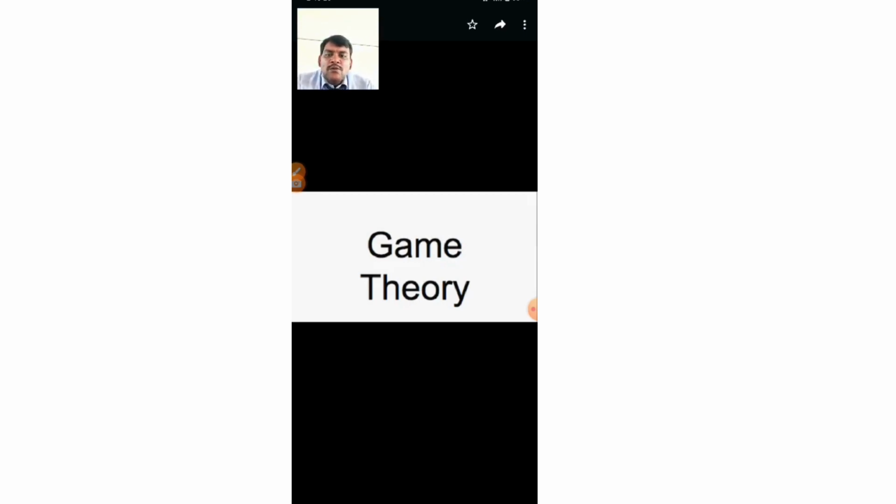Next, we have to move on to the topic. What are the basic terminologies used in game theory? First, players. So, what do we mean by players? Player means a game between two persons. Two persons means player A and player B. Player A may be a single person or may be a group. Likewise, player B is also a single person or it may be a group.